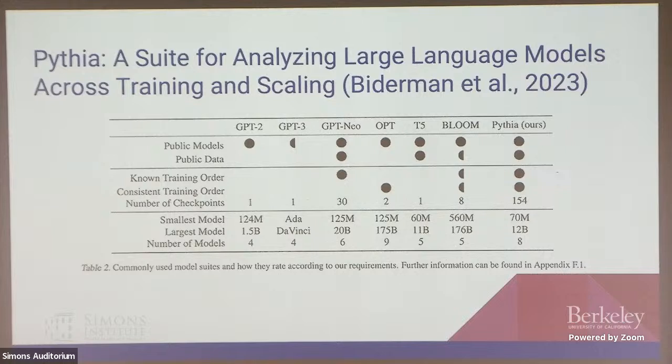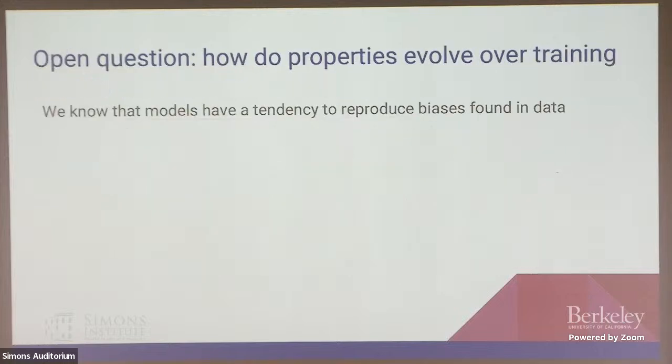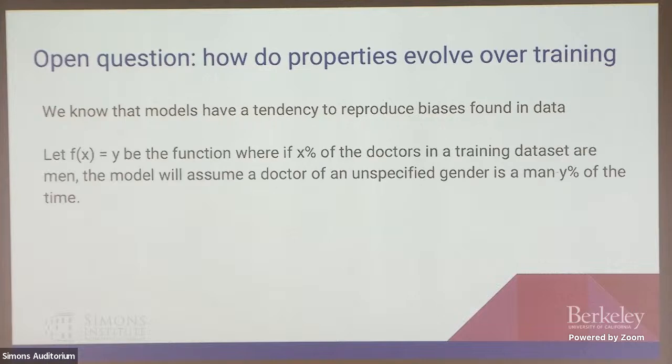And so here's an example of an open question that is shaped like this. We know that models have a tendency to reproduce biases found in their training data, and it's very well documented. We also know that abstractly, if you want to take a gender bias example for concreteness, there's some function that takes as input the percentage of doctors in the data set that are male, and will return as its output the frequency with which the model will assume that a doctor of unspecified gender is a man.